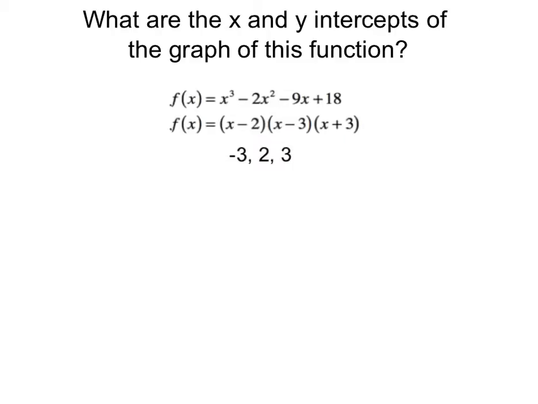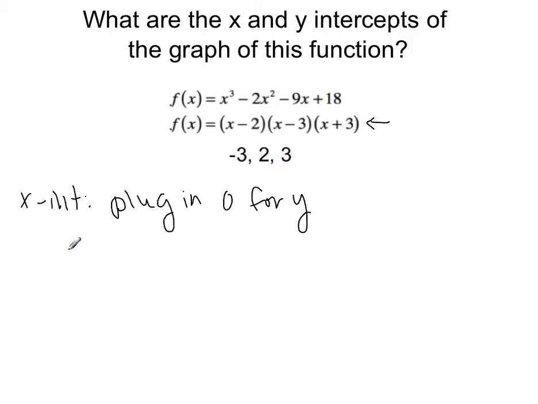So the way you find the x-intercept is you plug in 0 for y. Okay, and if I plug in 0 for y, it's easiest to look at the factored form. The x-intercepts are going to be anywhere there's a 0. So my x-intercepts are going to be (-3, 0), (2, 0), and (3, 0).